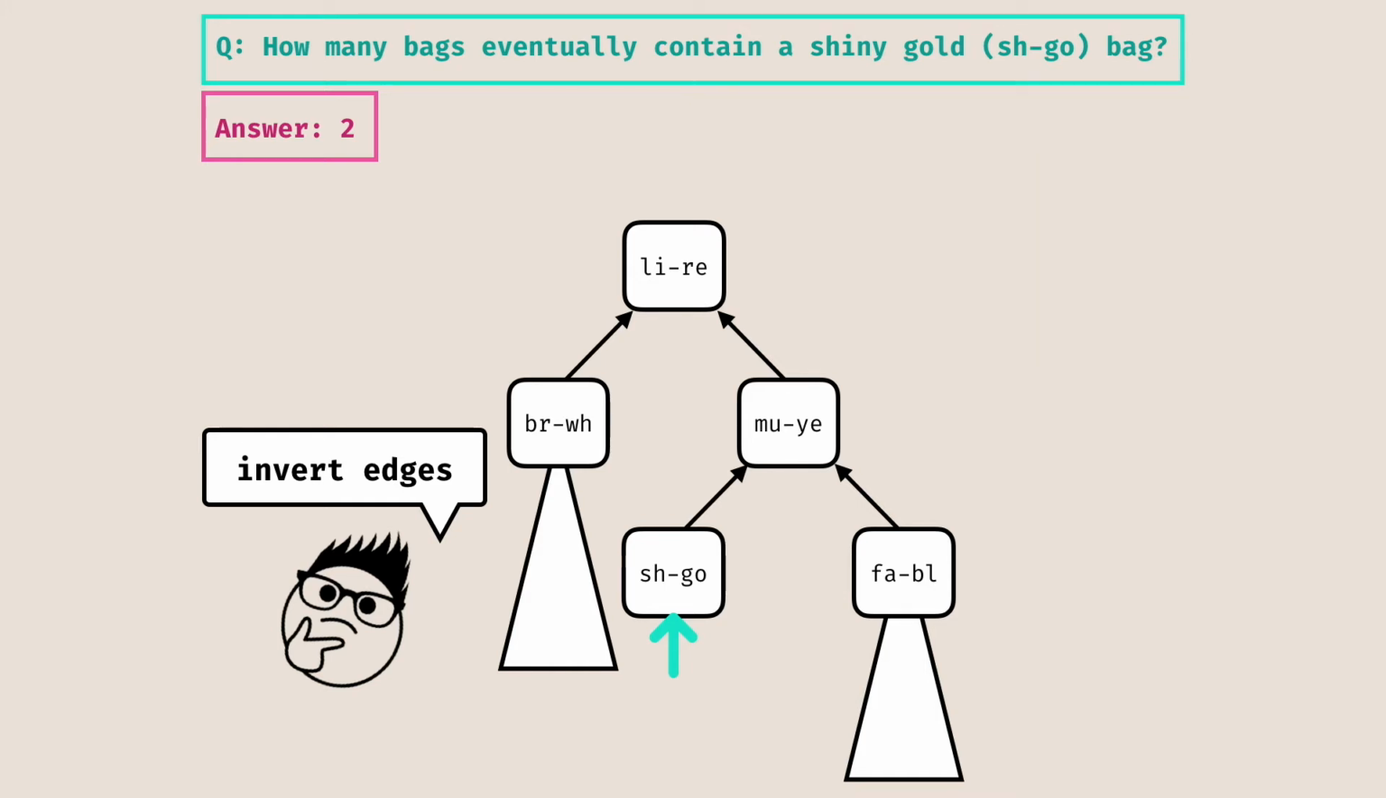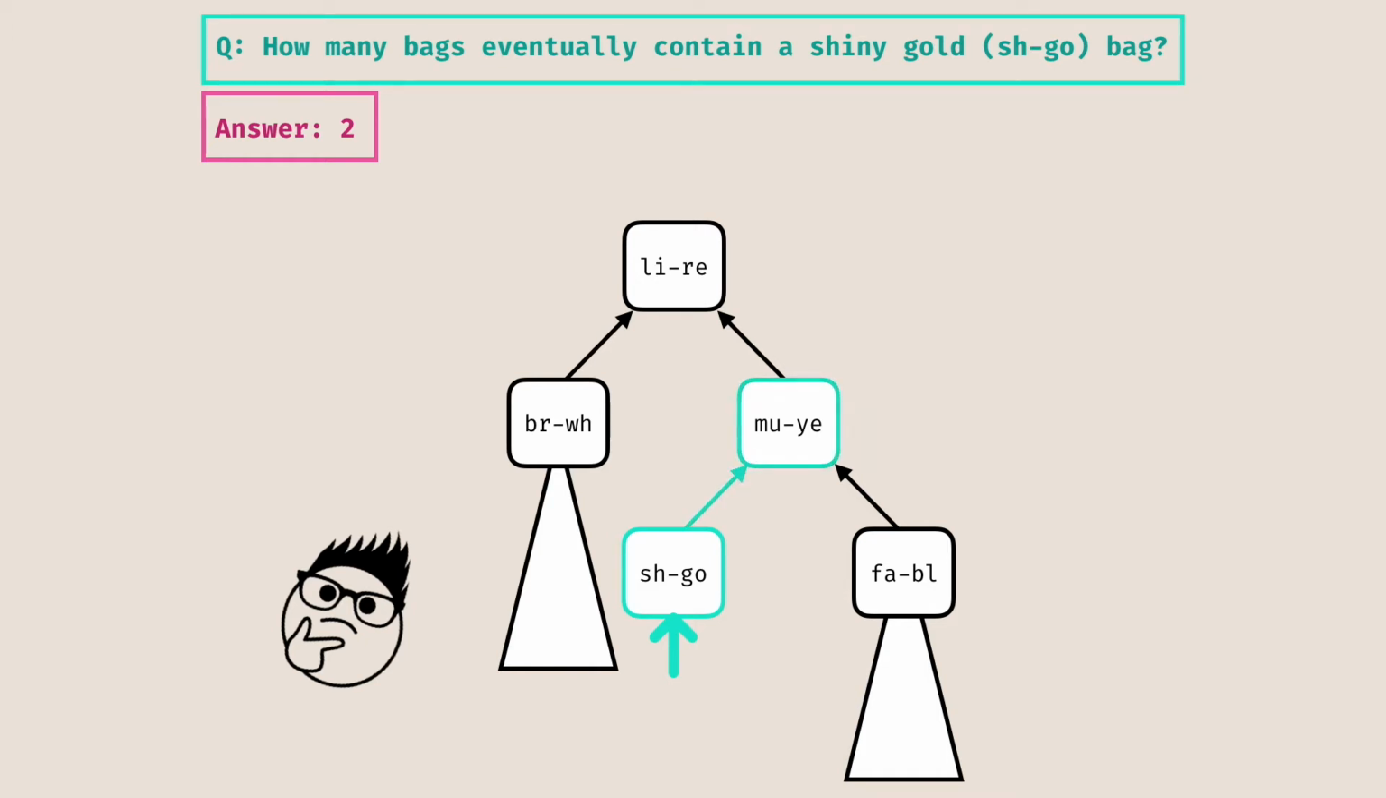And now I actually have a really nice algorithm to run through. If I begin at my shiny gold bag, or my shiny gold node, what I can do is just keep following the path up this chain. So shiny gold points to muted yellow points to light red, and that should give me, along the way, all of the different bag colors that eventually contain shiny gold.